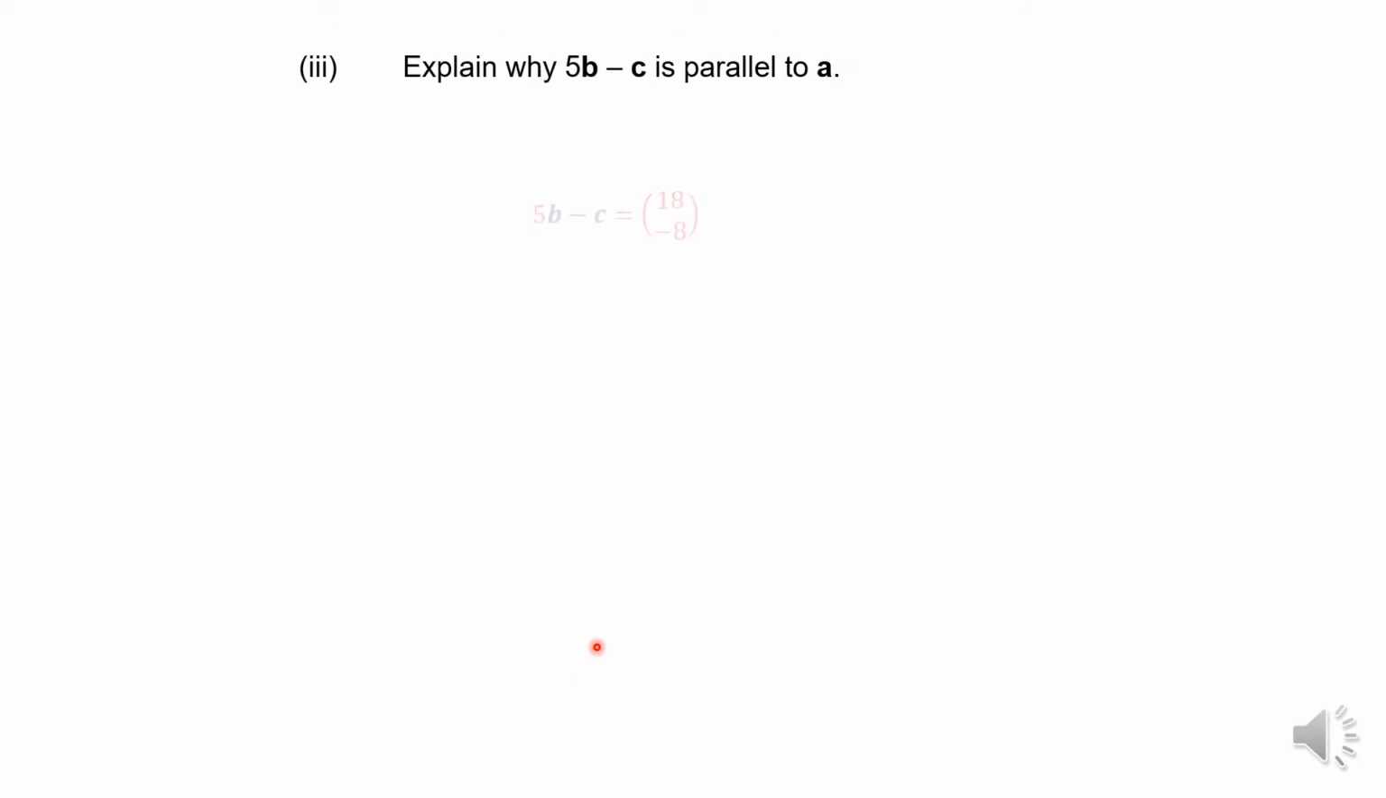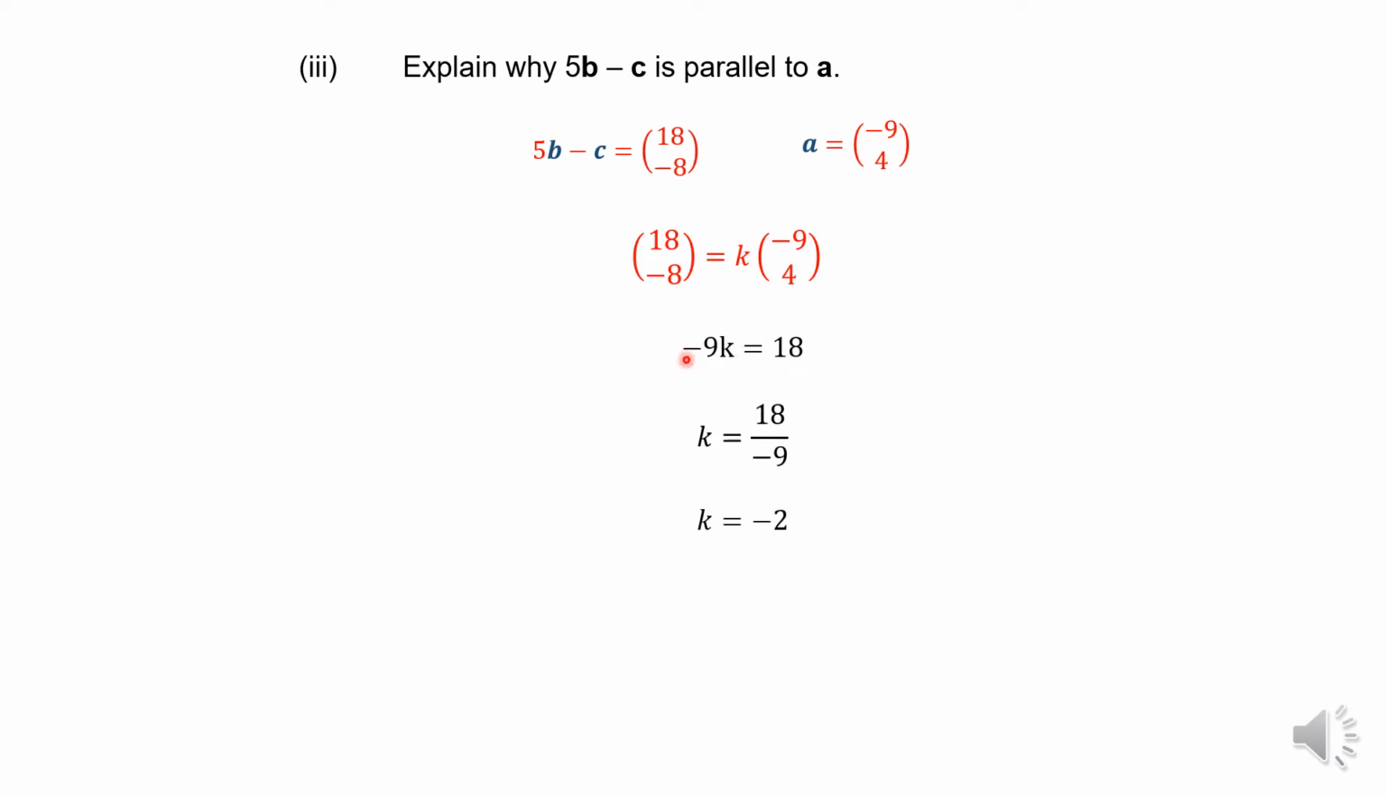Then they are saying explain why vector 5b minus c is parallel to vector A. So if I bring them up, you should see, well, I compared them. So there's some scalar quantity here, right? And if I calculate my k, I know that the scalar quantity is negative 2. So these vectors are actually parallel because they are scalar multiples of each other, all right? So that is what you're going to get. If you multiply this vector by negative 2, you're going to end up getting the same as vector 5b minus c.